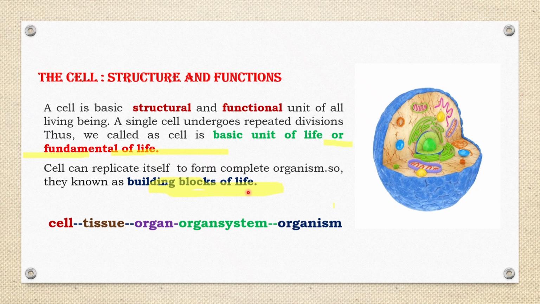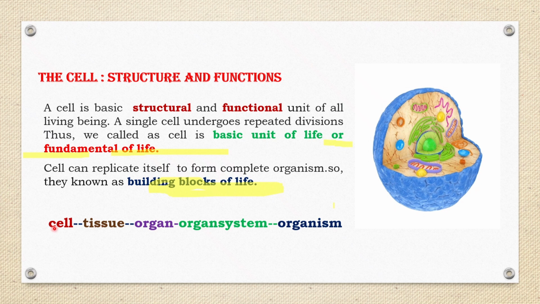Cells come from other cells. New cells are formed when an existing cell divides, or cell division by mitosis. Means a cell can replicate itself. Means they form a true copy of the older cell to form a new cell.